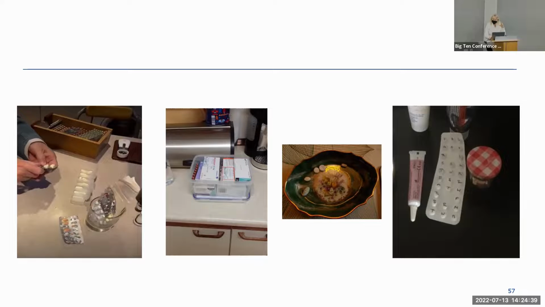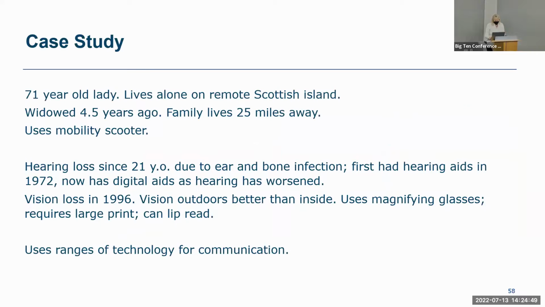I'm going to finish very briefly with a short case study of one of the individuals who participated, just to give you a flavour of their lives and how they interact with their medicines. So this lady, she was wonderful, 71 years old. She lives on a really remote Scottish island. She lives on her own. She uses a mobility scooter. She has dual impairment, quite severe, but if you look at her and you hear her, you would not know that she has either of these impairments.